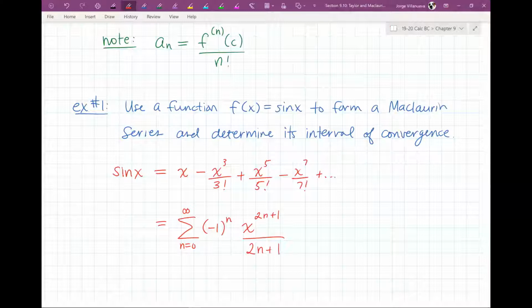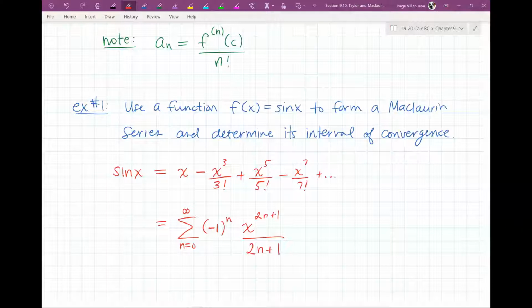All right, so great. We have what they wanted. They said find a Maclaurin series. I just did. Okay? But then they say, all right, aside from that, we need to figure out where does this converge, right? What is its interval of convergence?